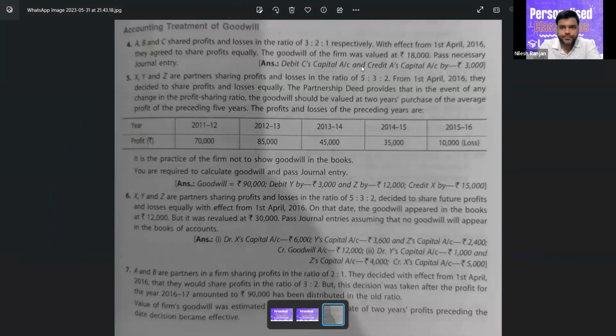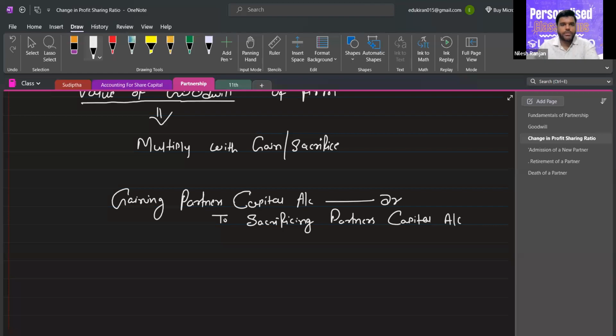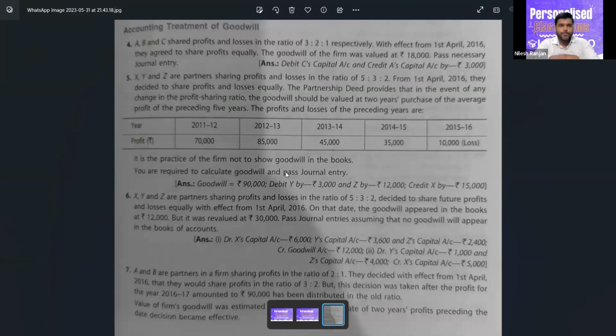So this is our question. You can see the firm has partners A, B, and C. Is the picture clear to you? Yes, sir. Okay. So A, B, and C shared profits and losses in the ratio of 3:2:1. With effect from 1st April 2016, they agreed to share the profits equally. The goodwill of the firm was valued at 18,000. Pass necessary journal entries.